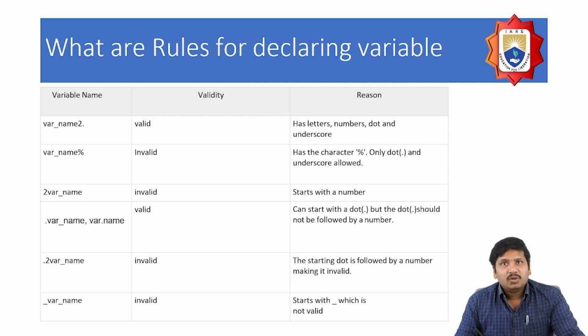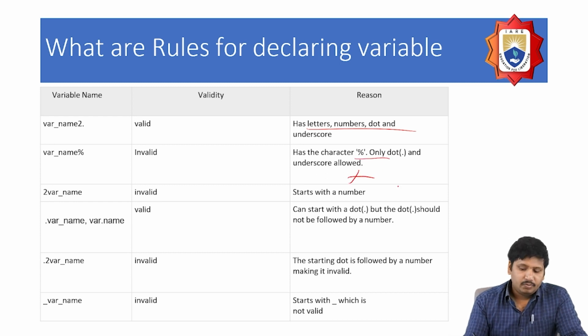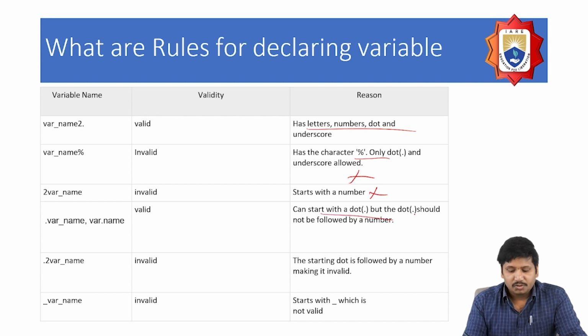So what are the rules we are going to follow for declaring a variable? Normally the variables should have letters, numbers, dot and underscore. If I start with a percentage sign, it is not allowed. If it starts with a number, it is not allowed. But we can start with a dot, and if it is followed by some number, this should be considered as a variable.